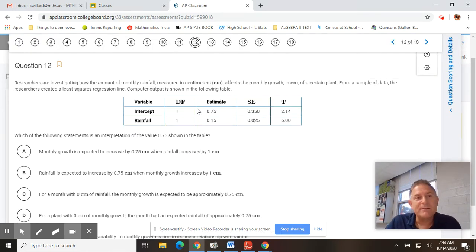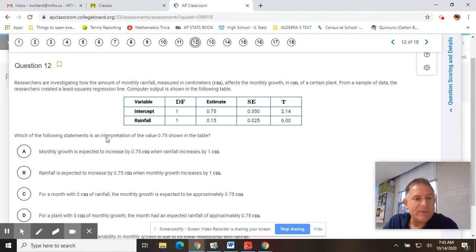This next one, again, computer output. Researchers are investigating how the amount of monthly rainfall affects the monthly growth of a plant. You would think as rainfall goes up, the plant grows more, right? So again, here's computer output. The intercept is 0.75. The slope is 0.15.